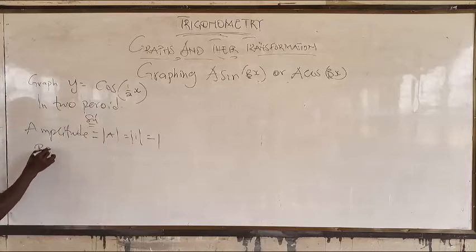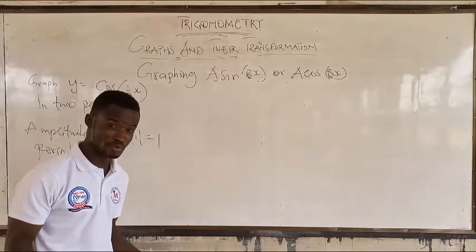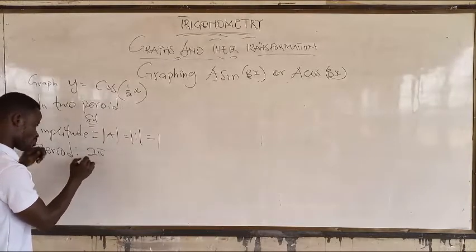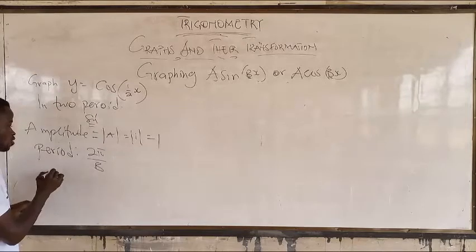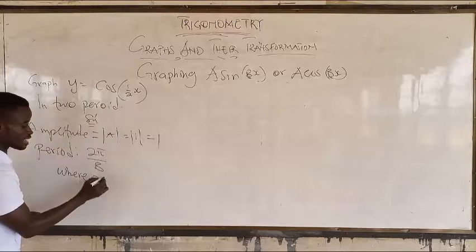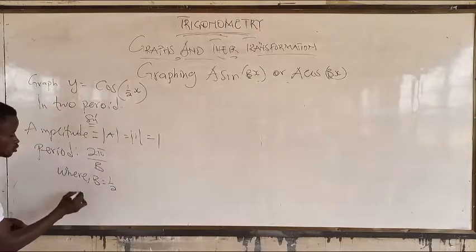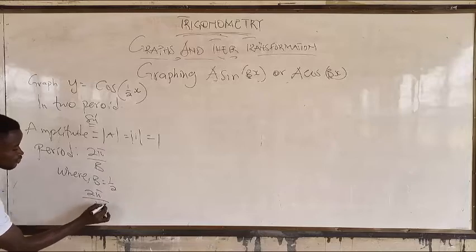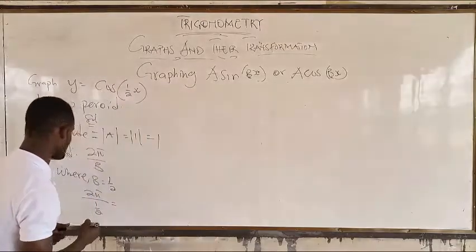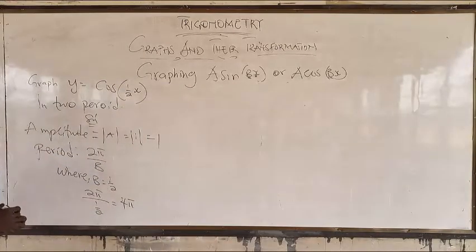Then the next thing to go for is the period. Don't forget the period. Now for the period, we have 2 ways to solve it. The first one is knowing that it is 2 pi over b, where b is the coefficient of s, which is half. So this is going to be 2 pi over half, and that is going to be 4 pi. Very good. So here the period is just 4 pi.